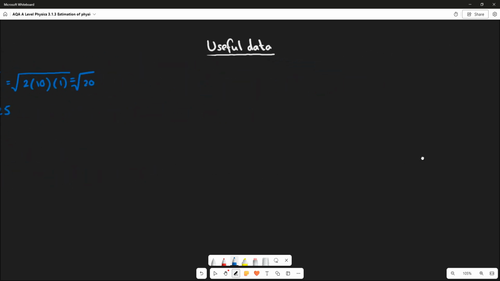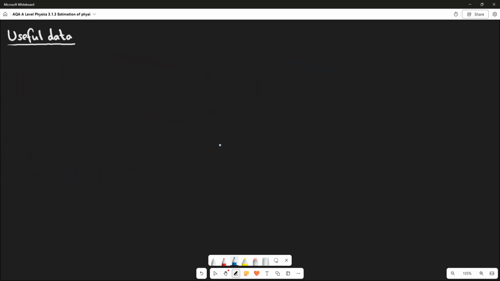Okay, so useful data. We're going to talk about some values that are useful to know. For example, if you're asked the kinetic energy of a racing cyclist, the 70 kilograms won't have been provided in the question. It's something that I know because I've done lots of practice questions. I'm familiar with that sort of data. It's the sort of thing that you get by just living and being in the world and paying attention.